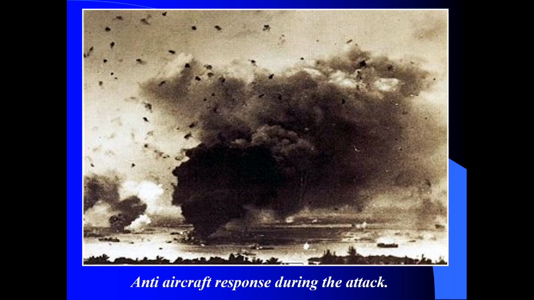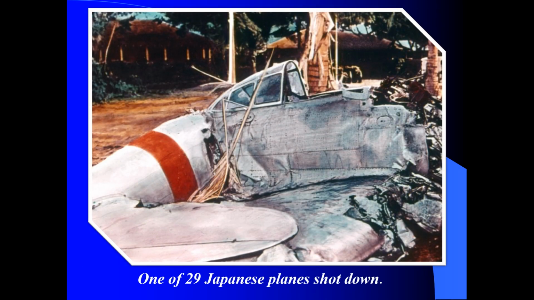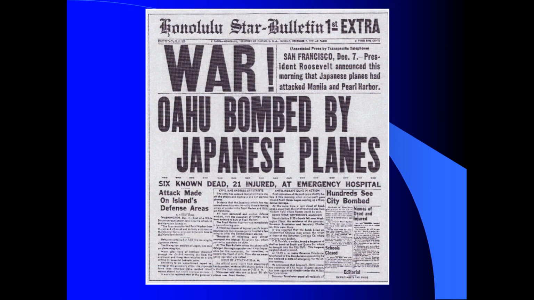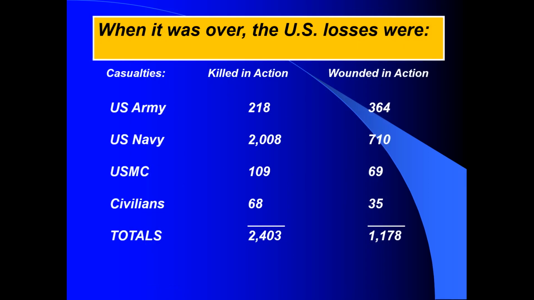The attack on Pearl Harbor was not without retaliation by U.S. forces, as witnessed by the amount of anti-aircraft explosions which filled the sky. Pictured here is one of 29 Japanese planes shot down. Honolulu Star Bulletin headlines published December 7, 1941: War, Oahu bombed by Japanese planes, wherein President Roosevelt announced the bombing of Pearl Harbor and Manila. The United States casualties of the attack resulted in 2,403 killed in action and 1,178 wounded in action.